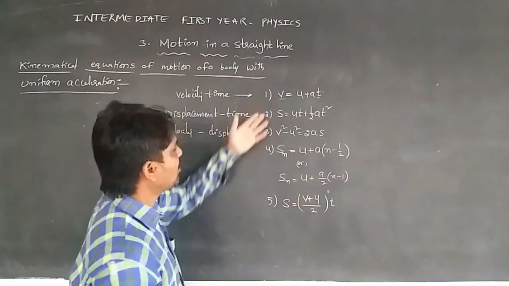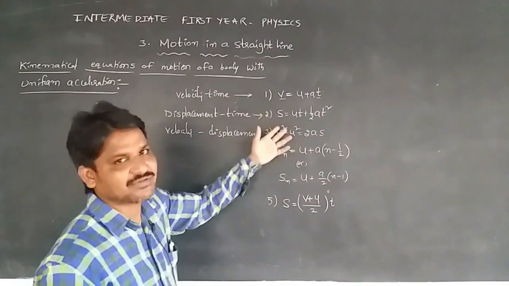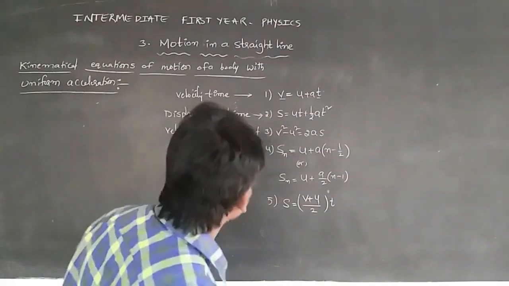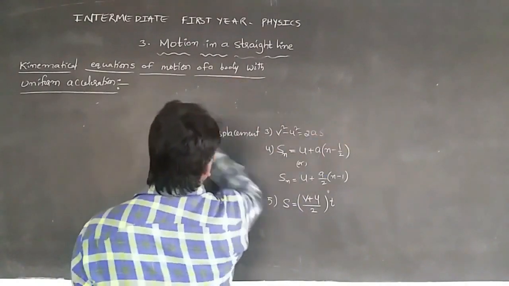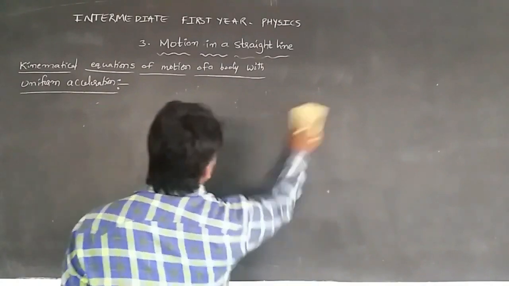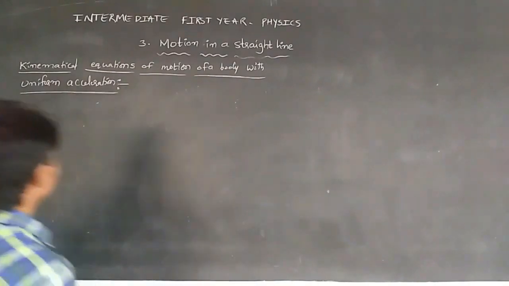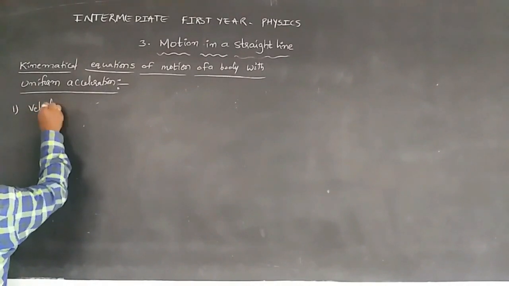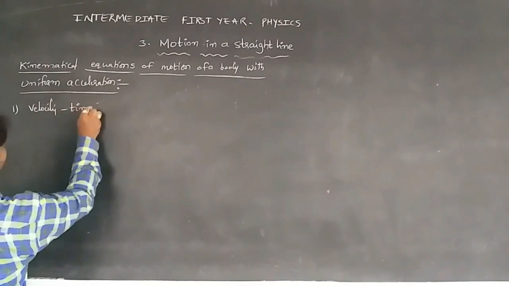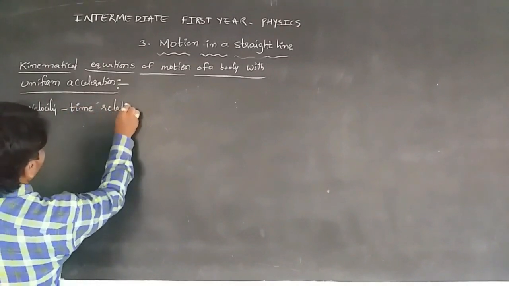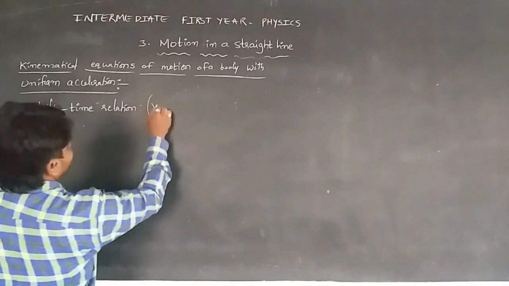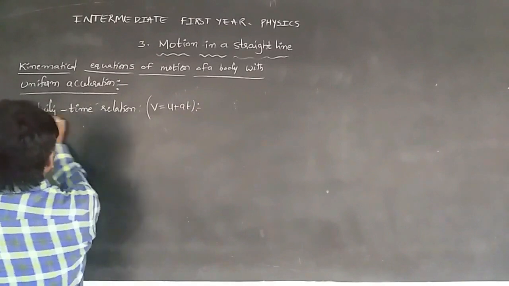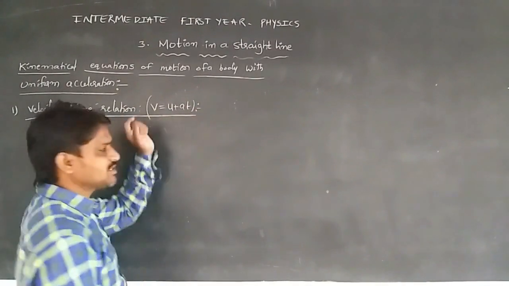So let's see how to prove them. Let's see the kinematical equations, verify them and do the proof. The first one is the velocity-time relation, V = U + AT. This is the velocity-time relation.